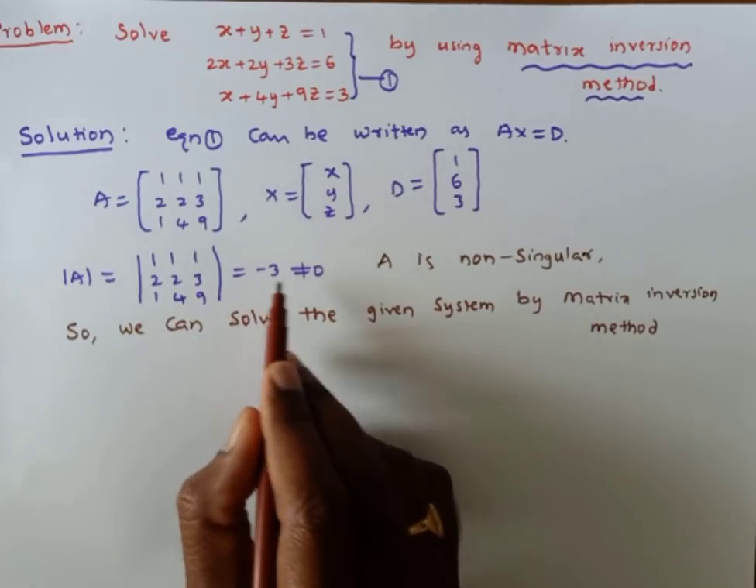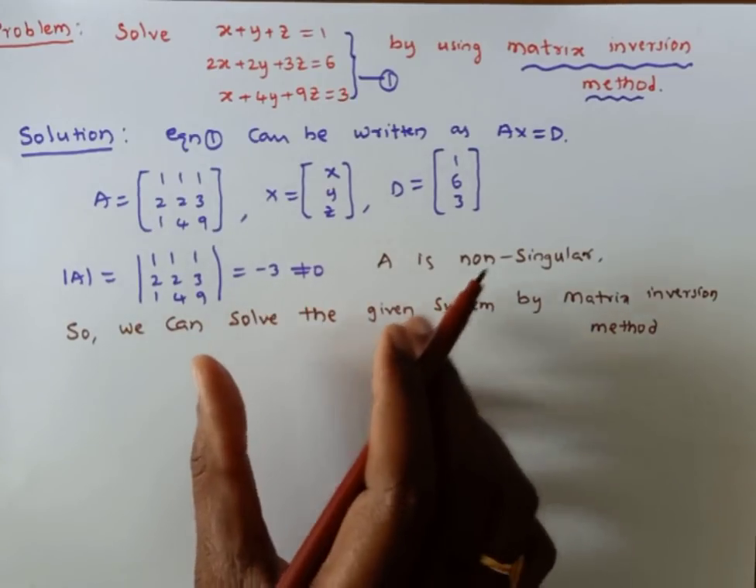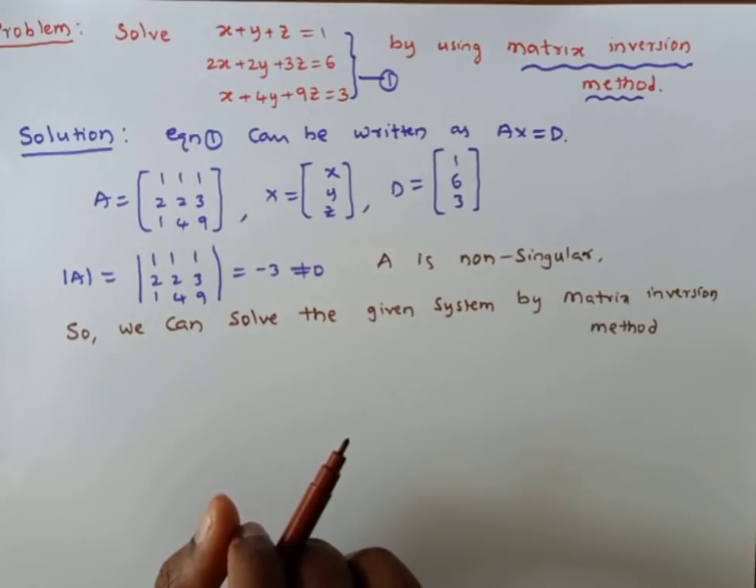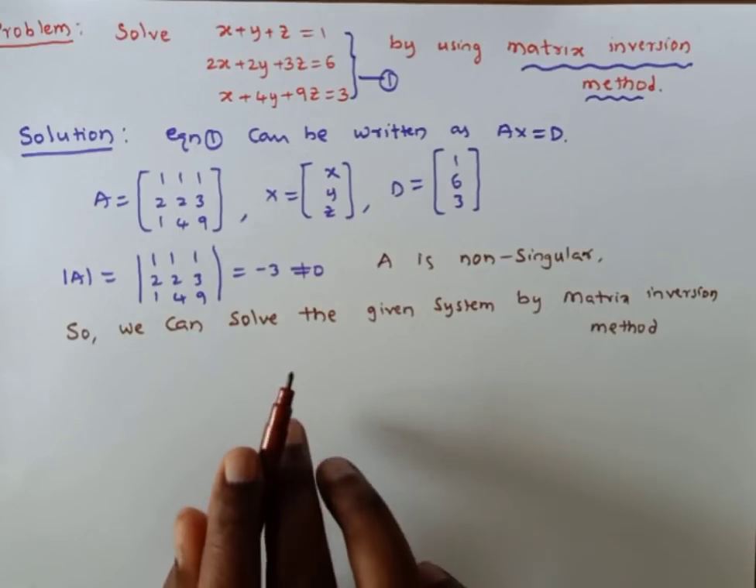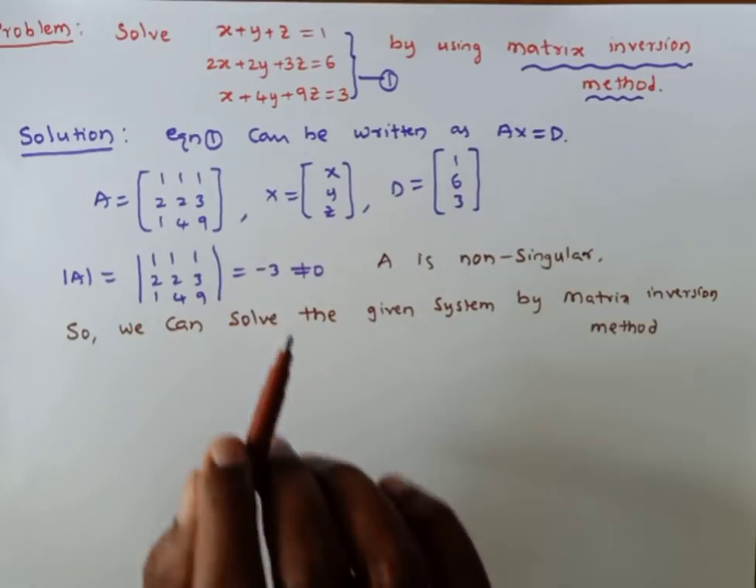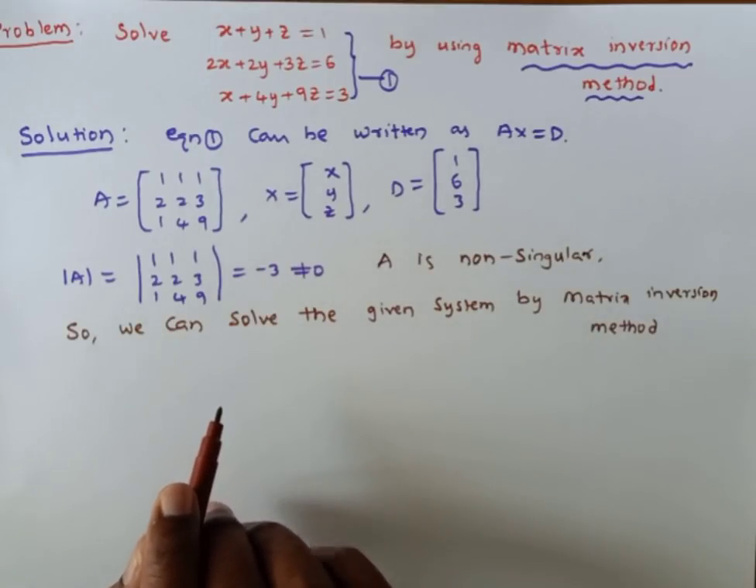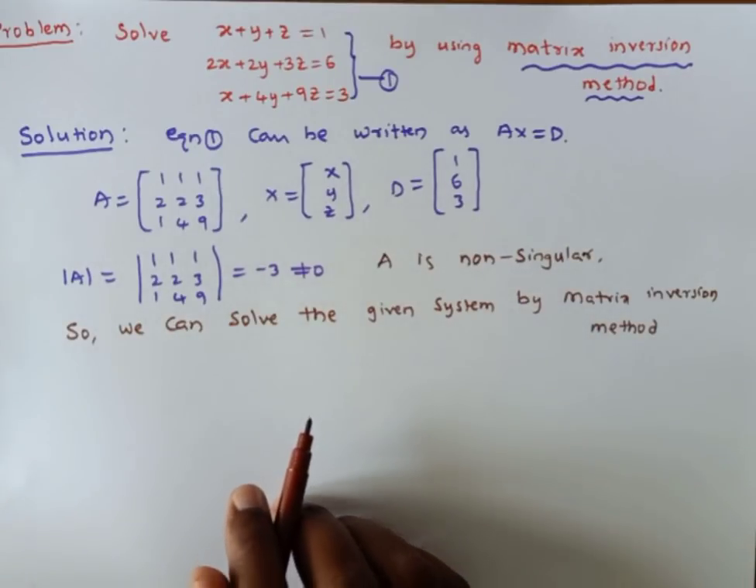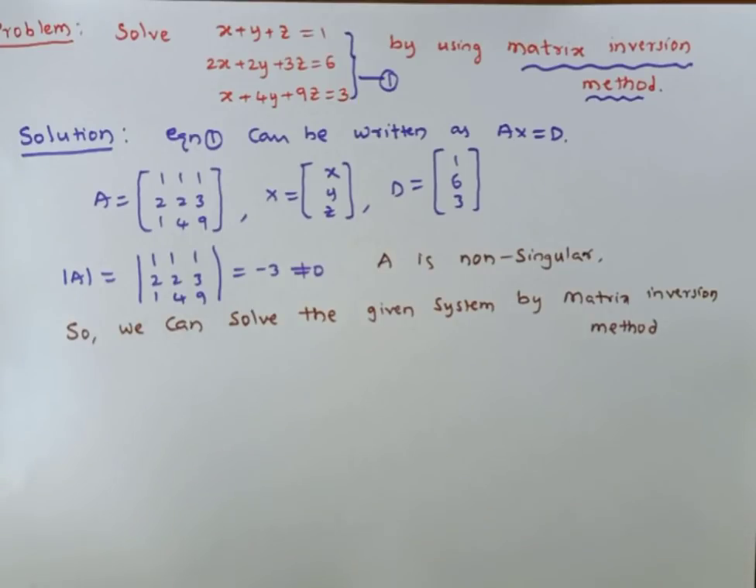Now if the determinant value is 0, here you write that the method is not applicable. Just write the matrix inversion method is not applicable for the given system. Means there is an alternative method. So by using the next method, we can evaluate.